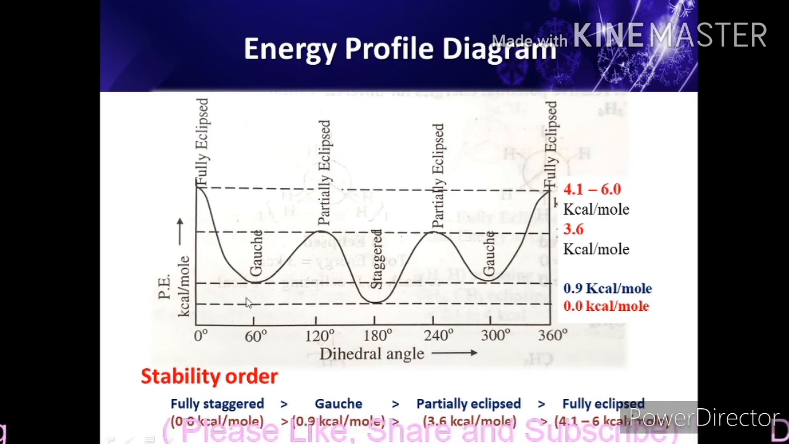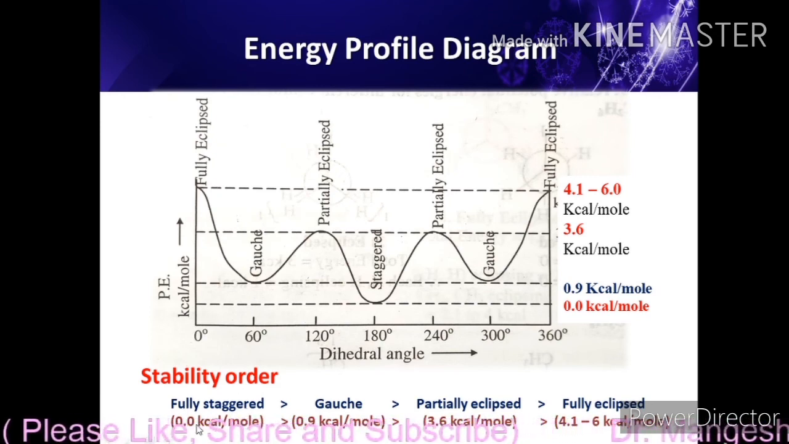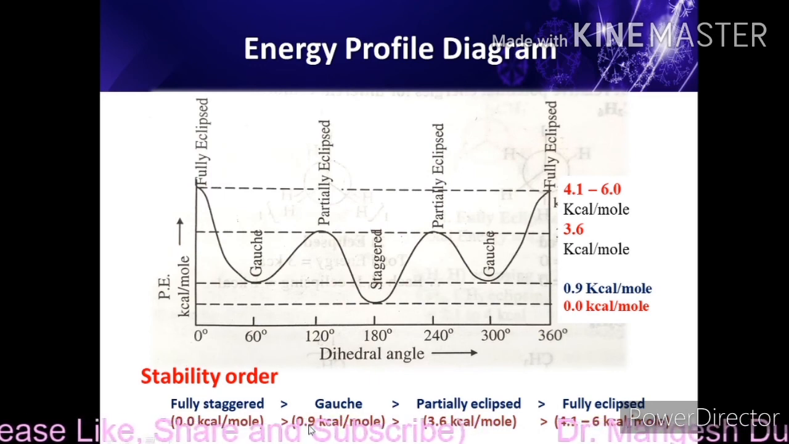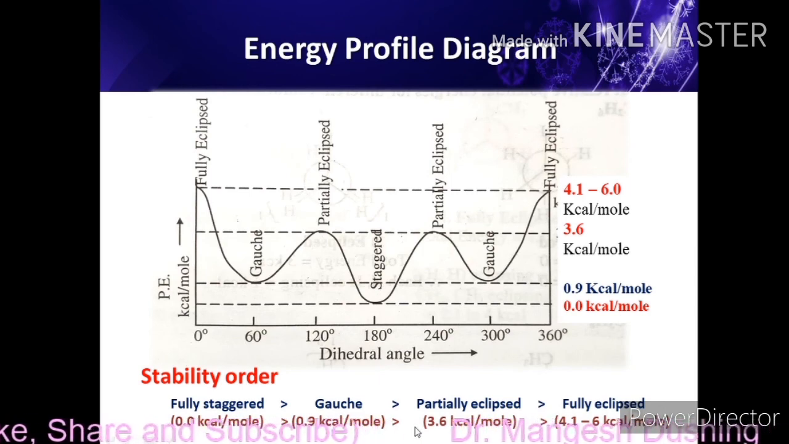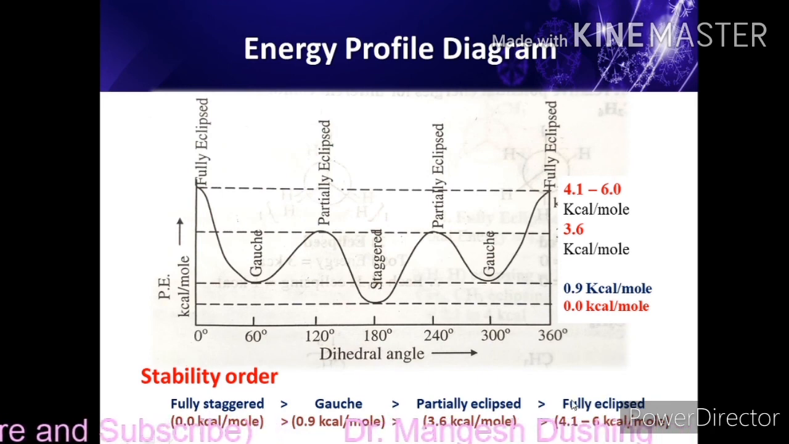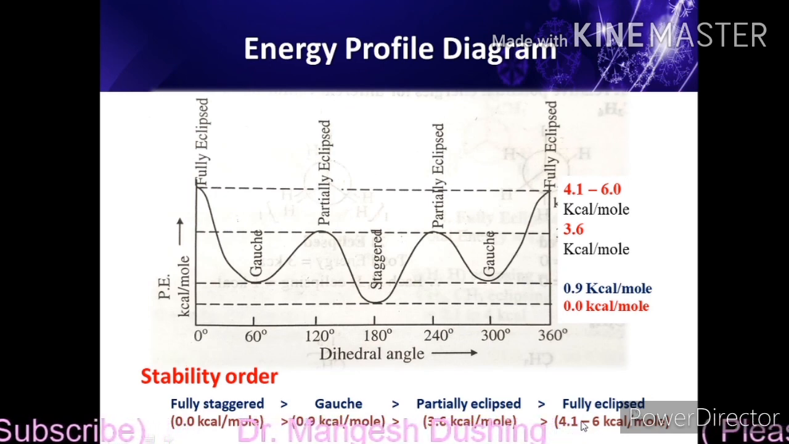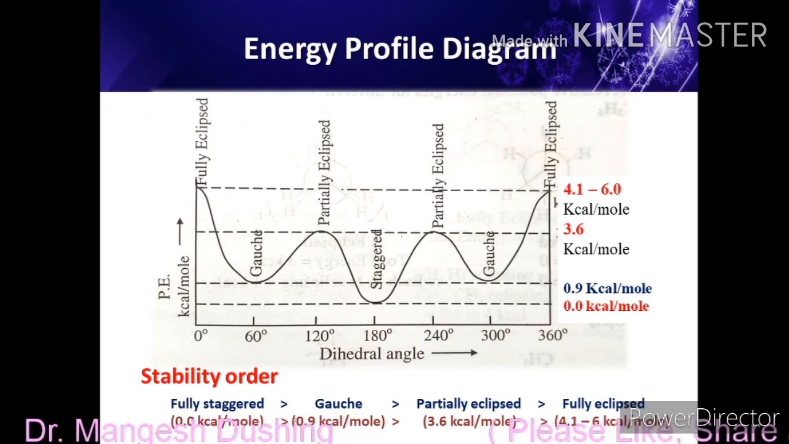So in all 4 conformations we can write the stability order. Fully staggered conformation is very stable as potential energy is around 0.0 kilocalorie per mole. Then gauche, it has less potential energy, that is 0.9 kilocalorie per mole. Then comes partially eclipsed, it has 3.6 kilocalorie per mole, and the least stable conformation is fully eclipsed conformation. Potential energy is around 4.1 to 6 kilocalorie per mole. In this way, we learned about conformations and energy profile diagram of propane and butane.